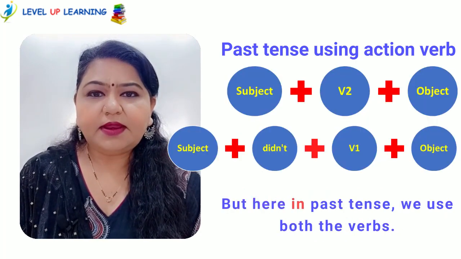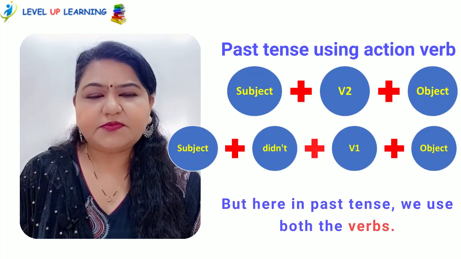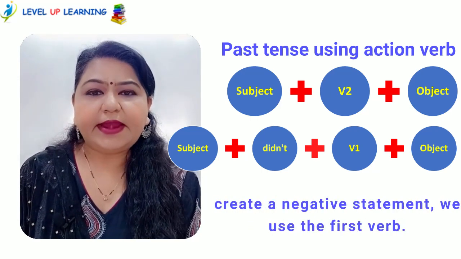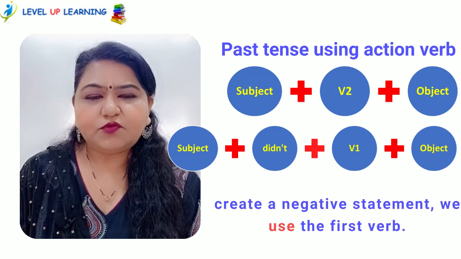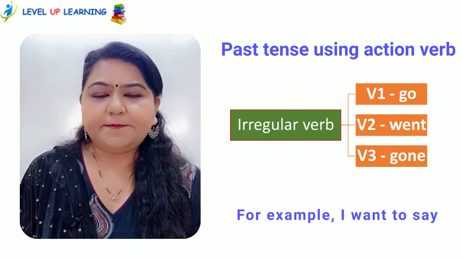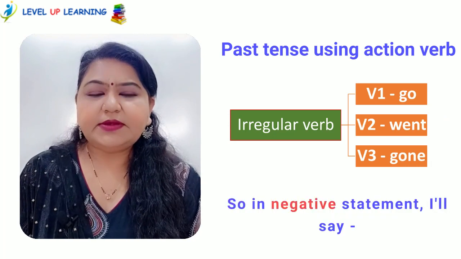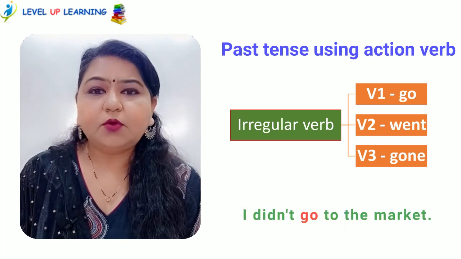But here in past tense we use both the verbs. For positive sentence we use the second verb, and to create a negative statement we use the first verb. For example, I want to say I went to the market. So in negative statement I'll say I didn't go to the market.